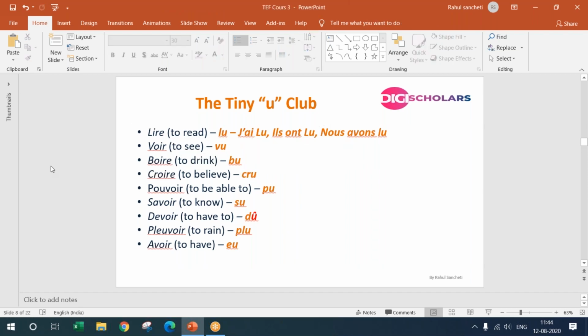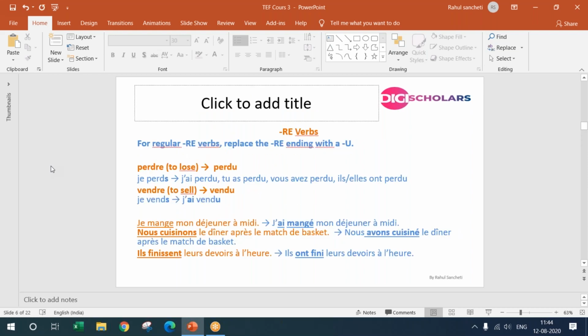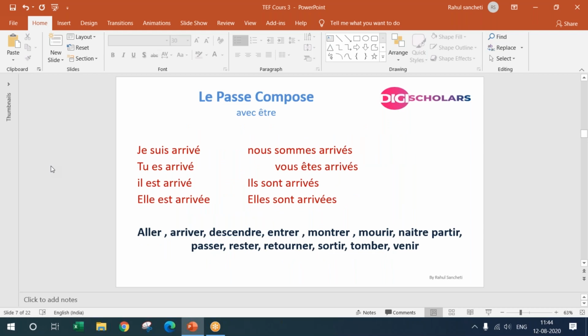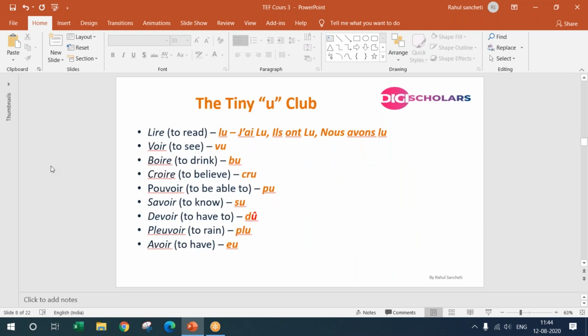So I suggest for the passé composé you make another sheet, take a fresh paper and only write the verbs and the past participles, because this is really important. First write down the rule, that is for the ER ending verbs, the IR ending verbs and the RE ending verbs. Write three of each verb like what is given in the slide: manger, jouer, finir, réfléchir, choisir, prendre, perdre, attendre, répondre, like this, and then draw a line and start writing the exceptions. So first write all of these together so that it will be clear.